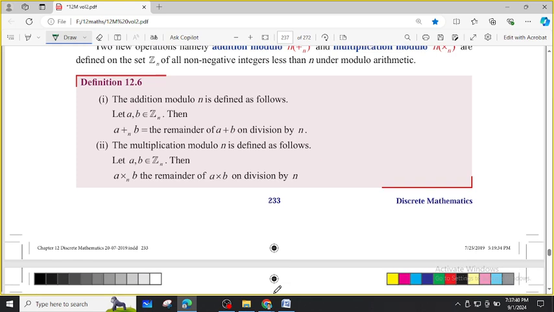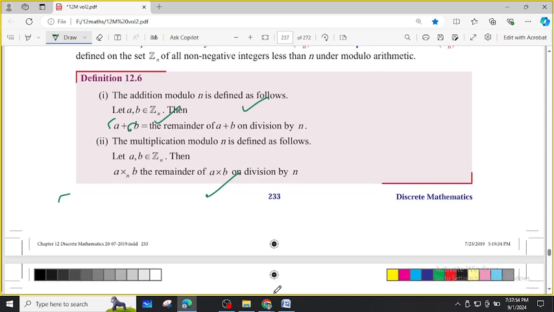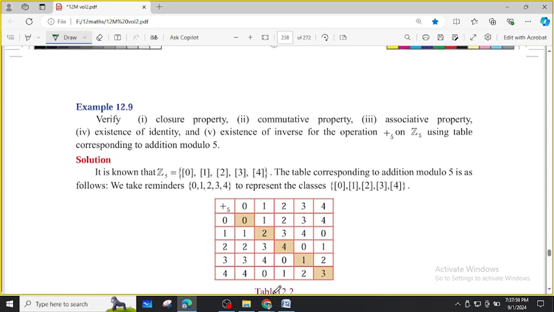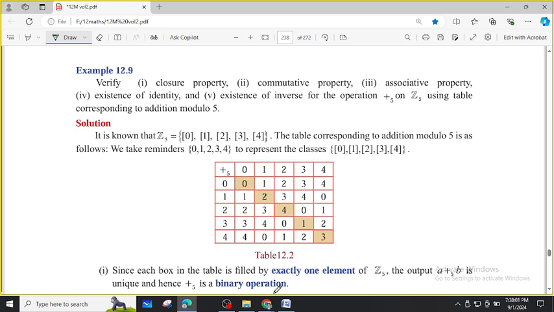Now we have to check whether additive modulo satisfies the closure property, associative, commutative, and so on. In additive modulo, we are dividing and taking only the remainder. Additive modulo and multiplicative modulo are binary operations. We can check closure, commutative, and associative properties with additive modulo 5.